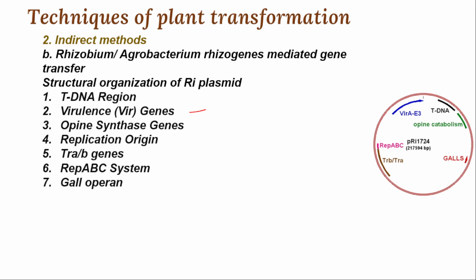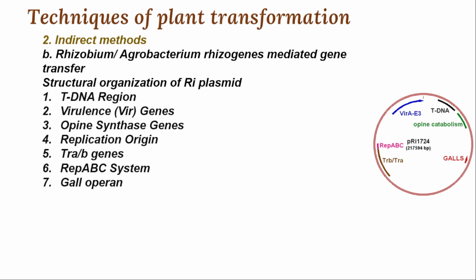Then traA and traB genes mainly help in the formation of sex pili in conjugation. Remember, in conjugation, these traA and traB genes help in the conversion of F minus into F plus. Then the repABC system is there, a system that helps in the replication of the entire plasmid. And then one more gene is there, called gall operon. This gall operon mainly helps in the formation of gall, or root induction in the Ri plasmid.